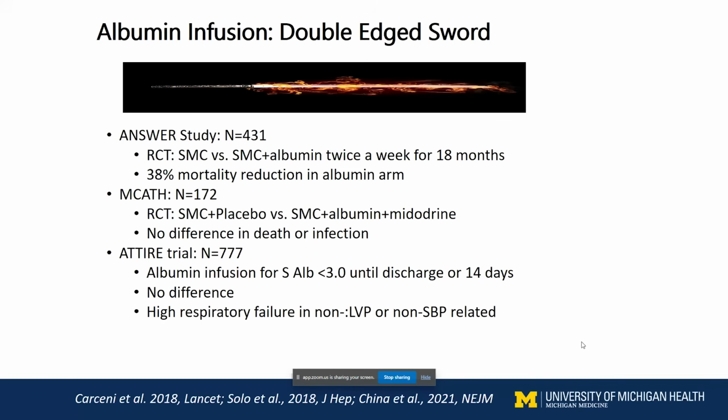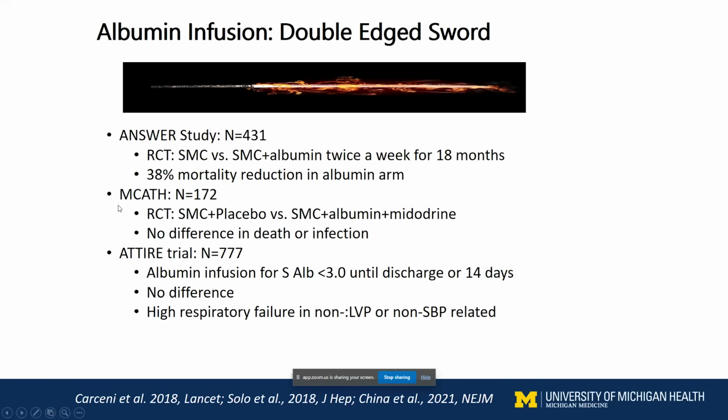They were the independent predictors of respiratory failure, and they also used albumin, total dose of albumin, as a continuous variable, and it was not significant. The question is now, can albumin infusion alone reduce the mortality? There was the ANSWER study of 431 patients, an RCT or randomized controlled trial, which compared standard medical therapy to standard medical therapy plus albumin twice a week for 18 months. In this study, they found a mortality reduction of 38% in the albumin arm.